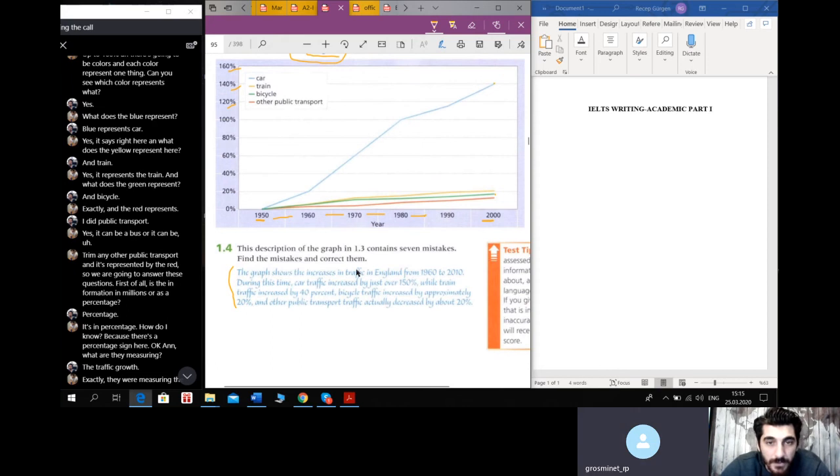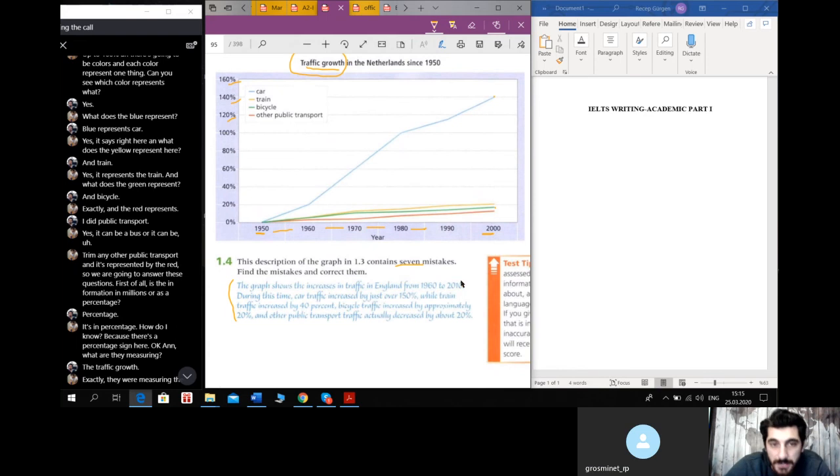The graph shows the increases in traffic in England from 1960 to 2010. Let's stop, please. I'm sorry to cut you off. Do you see any mistake in this sentence? Yes, I see. Actually, the graph shows the increase in traffic in Netherlands. In Netherlands, not in England. Very good. Yeah, from 1950 to 2000. Not 1960, but 1950. Okay, but this is a good start.